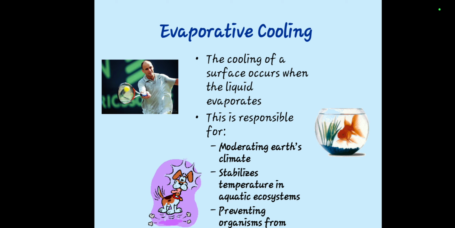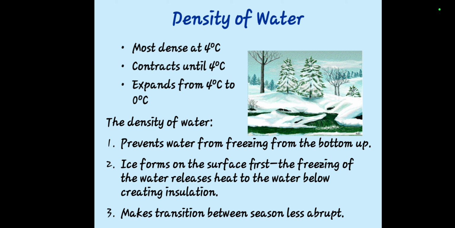Density of water. Water is most dense at 4 degrees Celsius; it contracts until 4 degrees, or expands from 4 degrees Celsius to 0 degrees Celsius. There are three statements that discuss the density of water. It prevents water from freezing from the bottom up, so ice forms on the surface first. The freezing of the water releases heat to the water below, creating insulation. And lastly, it makes the transition between seasons less abrupt. Basically, the density of water is approximately 1 gram per cubic centimeter. So that explains the density of water.